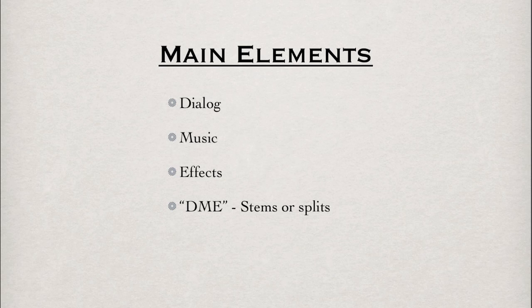So we've talked about the various elements that are contained within the soundtrack, and just as a refresher, those main elements are your dialogue elements, your music elements, and your effects elements, and of course all the subcategories within each of those main categories. Those together we call the D, M, and E, and those are going to be the splits or the stems that we output.